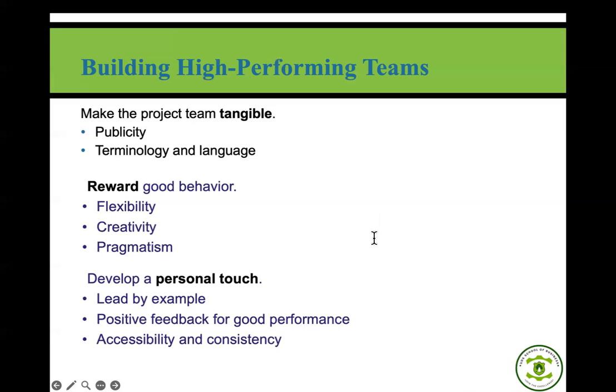Even within the team, the project team members should be taught to use consistent terms in the way they communicate. They must use intentional language to describe the team and what they are doing, so that it also solidifies the team. So, the terminology and the language of the team.